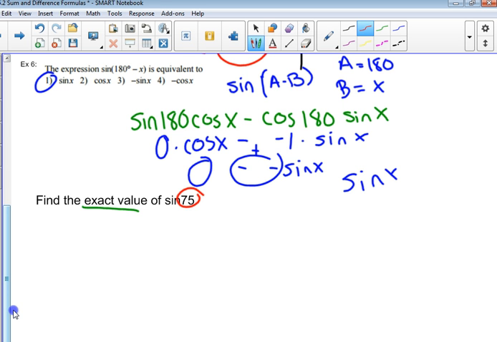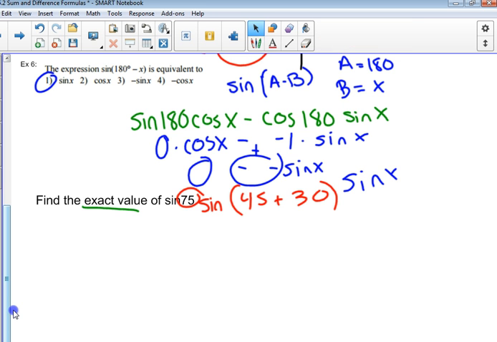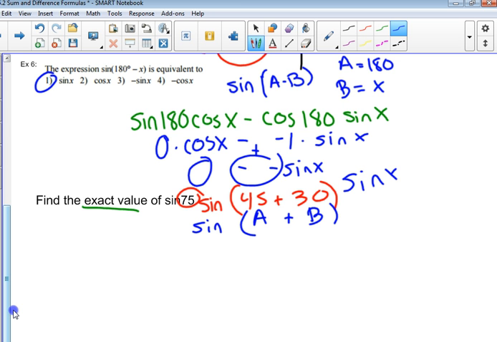Now, what would you do with that 45 and 30? You would have to add them. Good job. So really, this is like saying the sine of 45 plus 30. Sine of A plus B. Isn't that crazy?